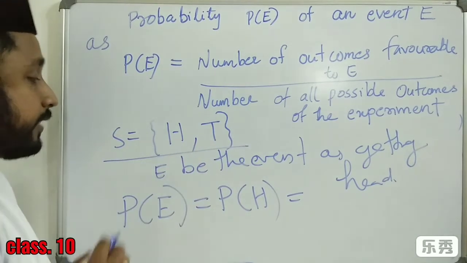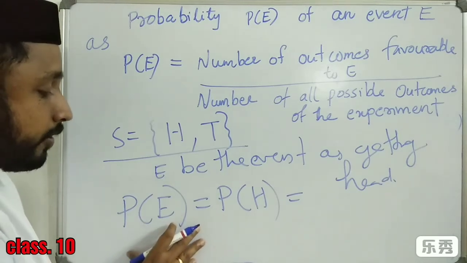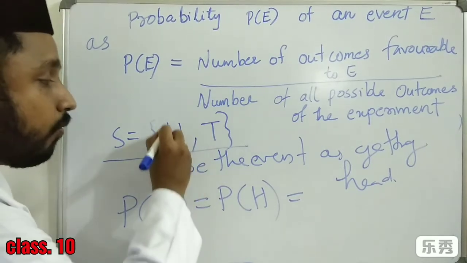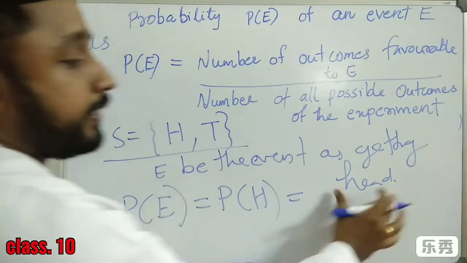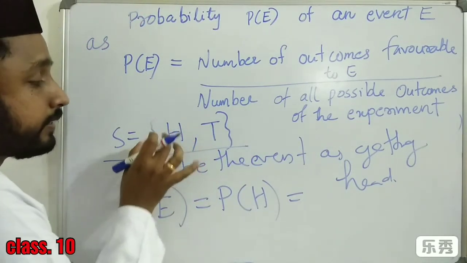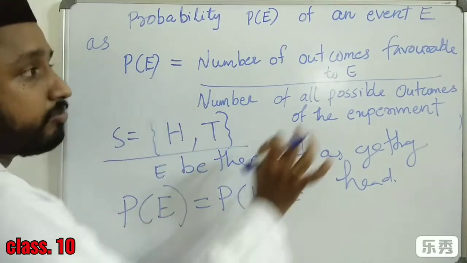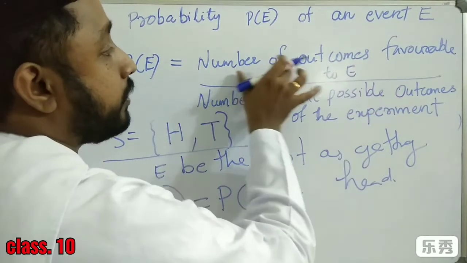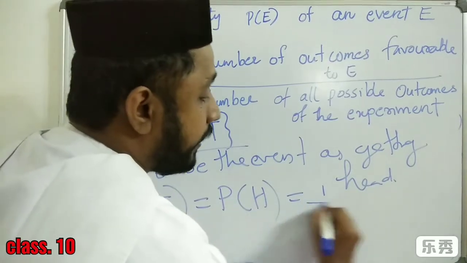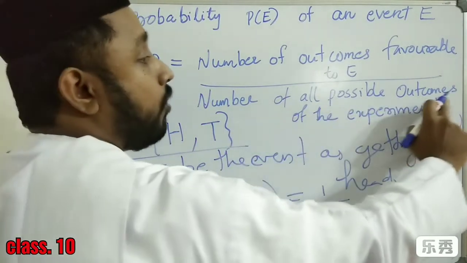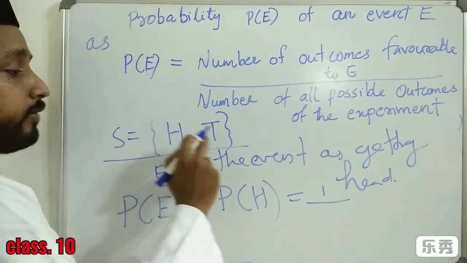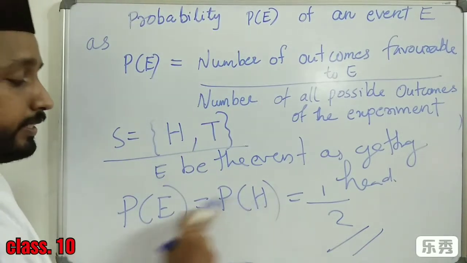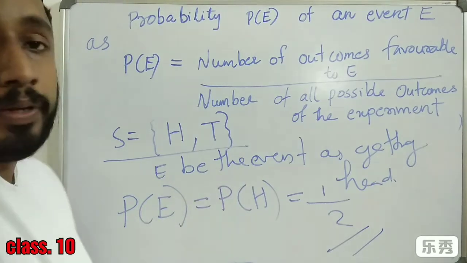This is the sample space, S = {H, T}. We need the probability of E, which means getting a head. Here, head, tail: only one head. So our number of favorable outcomes is 1, divided by the total number of outcomes, which is 2. So the probability of getting a head, P of head, is equal to 1 by 2.